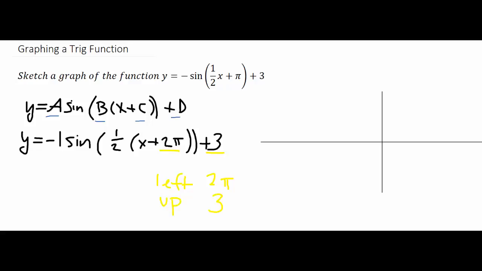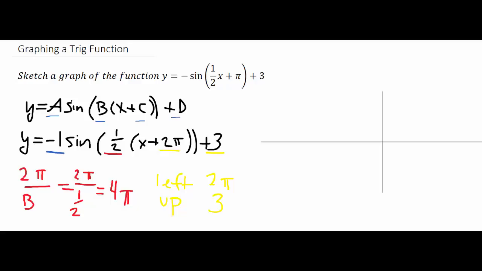Now the period. With b equal to 1/2, I know that 2 pi divided by b will be equal to the period. So 2 pi divided by 1/2 equals 4 pi. So my period is 4 pi. And this -1 means that my sine graph is now reflected about where it's centered. So we know that it's shifted up 3 units.